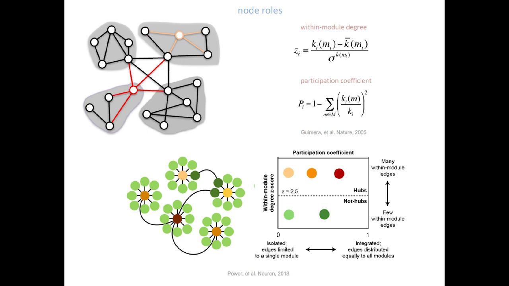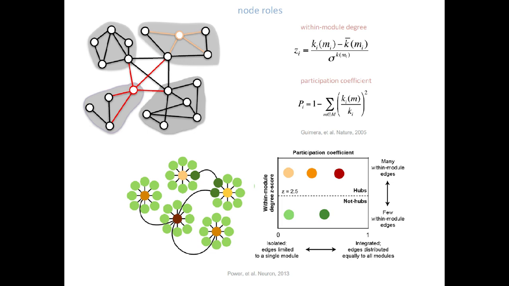Now between module connectivity. Look at this guy here. He's connected to a few other nodes in the same module, but he's also got connections to every other module. So you would assume that this node plays an important role in integrating the functions of different modules, right? And so here we've got this kind of dual roles, one important for specialization, the other important for integration.